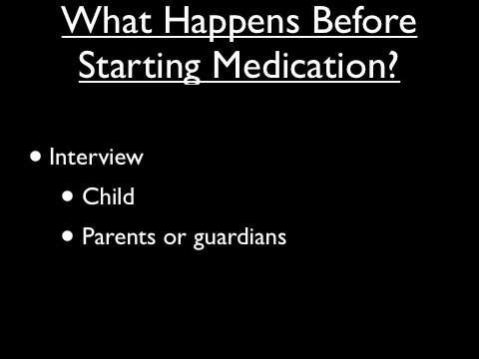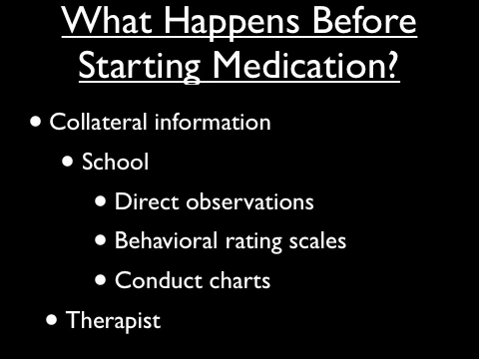What other collateral information? We definitely always need school information. And the school information, as you can see, comes from direct observations. The teacher says, this is what the child is doing, right? Or the counselor says this, or the coach describes what's going on with the child in PE or in sports.